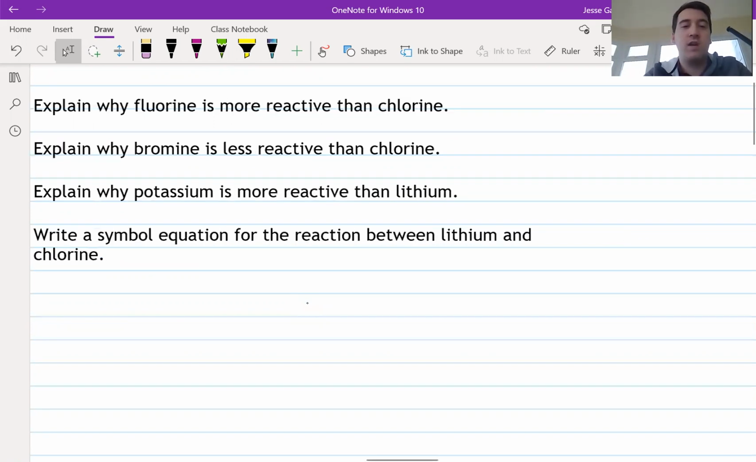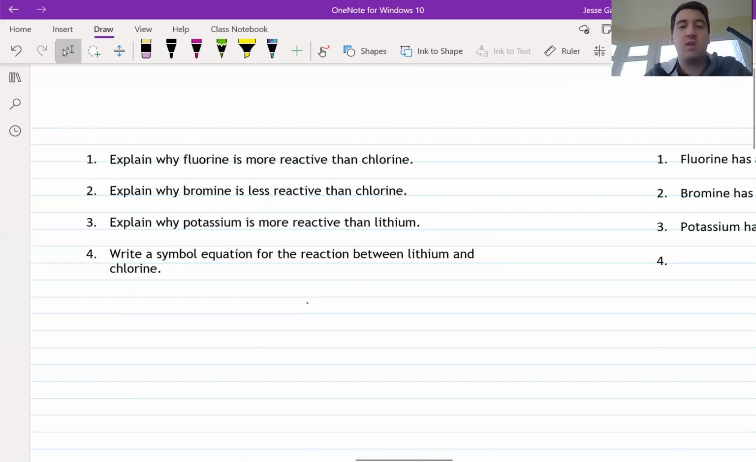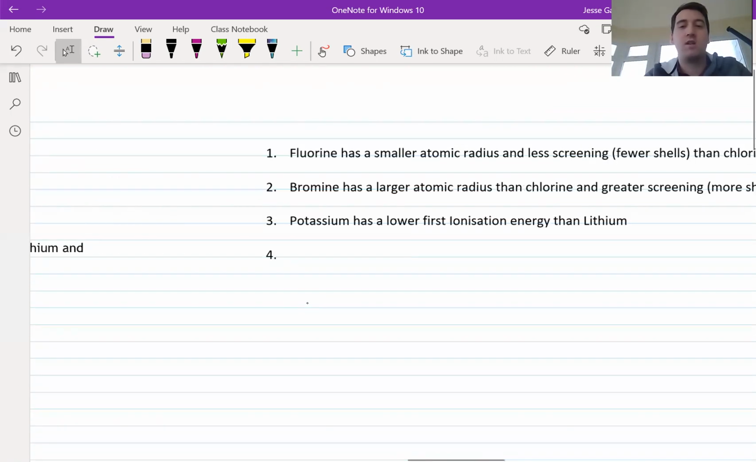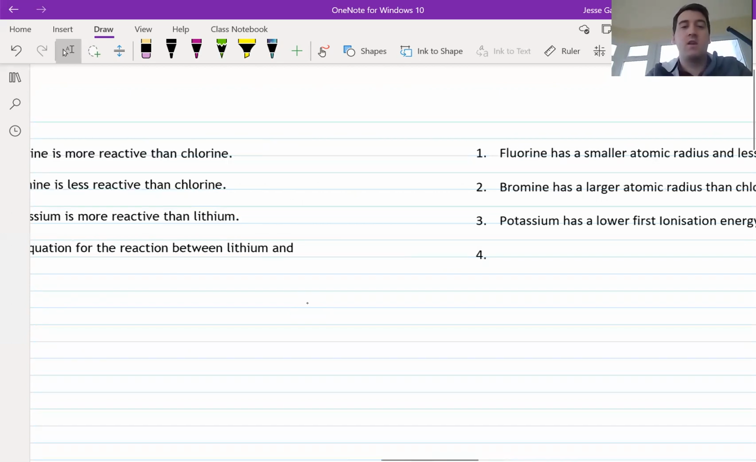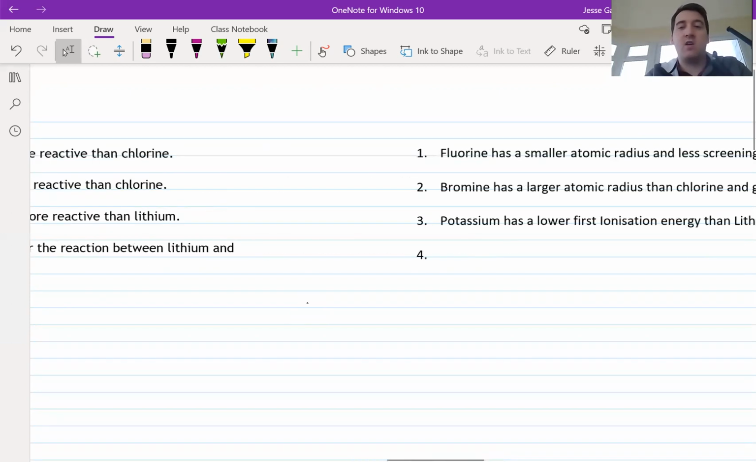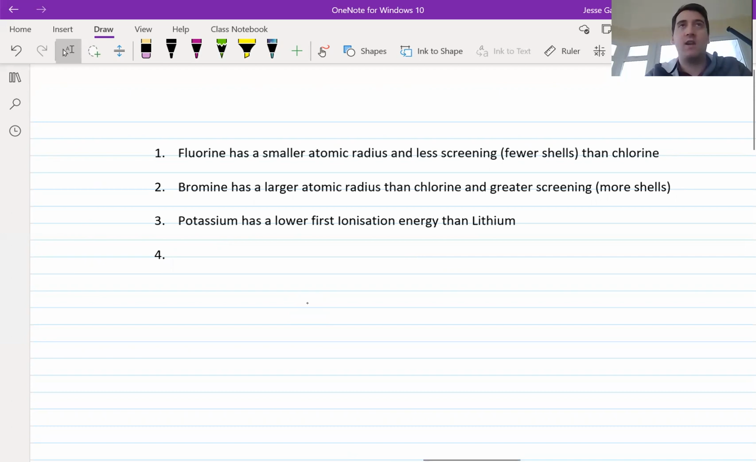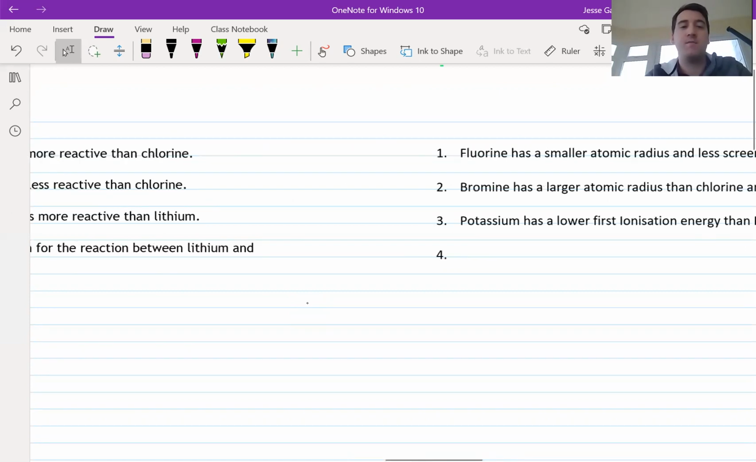Okay, so first of all, explain why fluorine is more reactive than chlorine. Well, fluorine has a smaller atomic radius and less screening, or fewer shells, than chlorine. That makes it more reactive. And that's because it can get closer to other atoms, and the nuclear charge of fluorine can get closer to other atoms and help it to remove electrons from another atom.